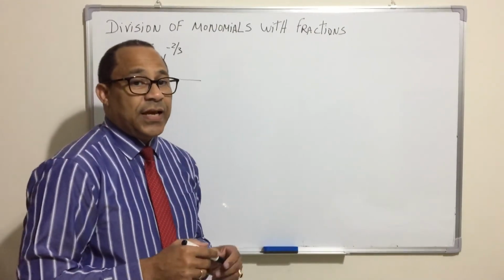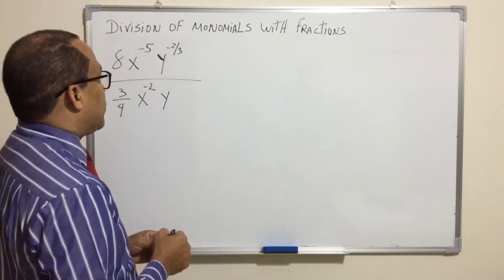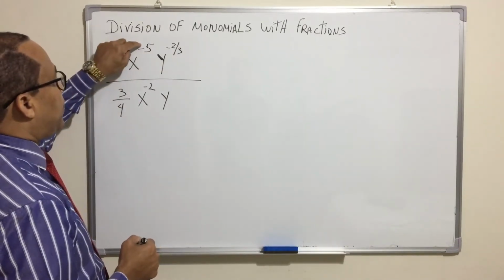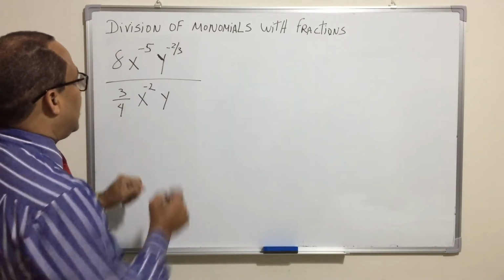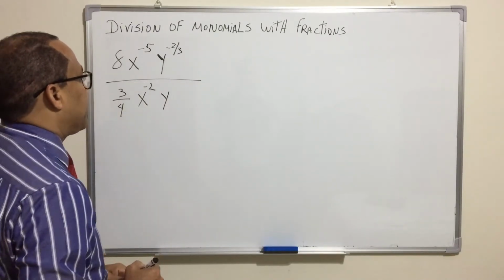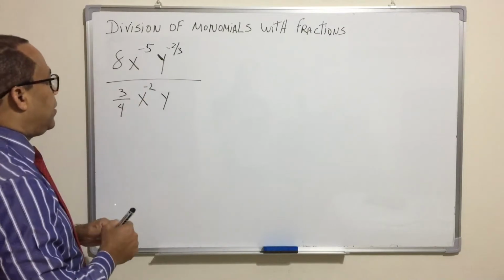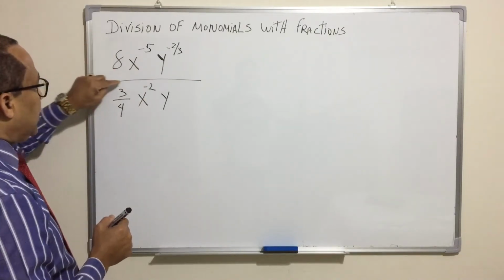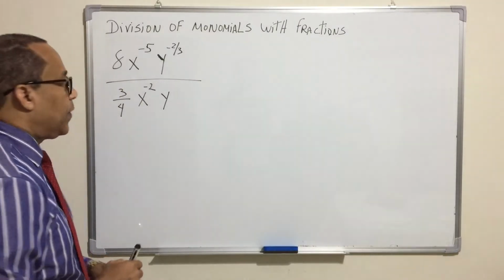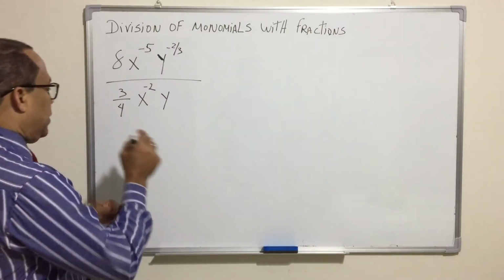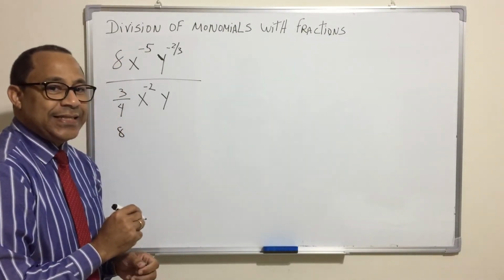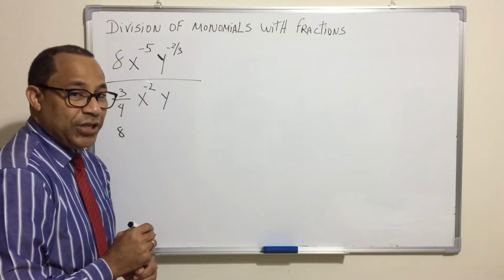Our second exercise of division of monomials with fractions, we are dividing 8x to the negative 5, y to the negative 2/3, divided by 3/4 x to the negative 2, y. So I'm dividing the coefficients, 8 divided by 3/4. Let's show the division. When we say 8, it means 8, but the 8 has its denominator, which is 1.